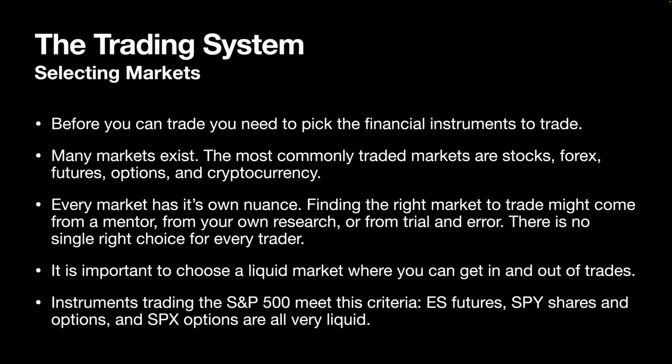So, selecting markets. Before you can trade anything, you need to pick the financial instrument to trade. There's lots of different markets. We've never seen as many markets, and we've got things like Polymarket now too, where you can basically trade anything. But the most commonly traded markets are stocks, forex, futures, options, and cryptocurrency. Those are all very common. Many of the markets within those are highly liquid, and people find them useful to trade on a regular basis.